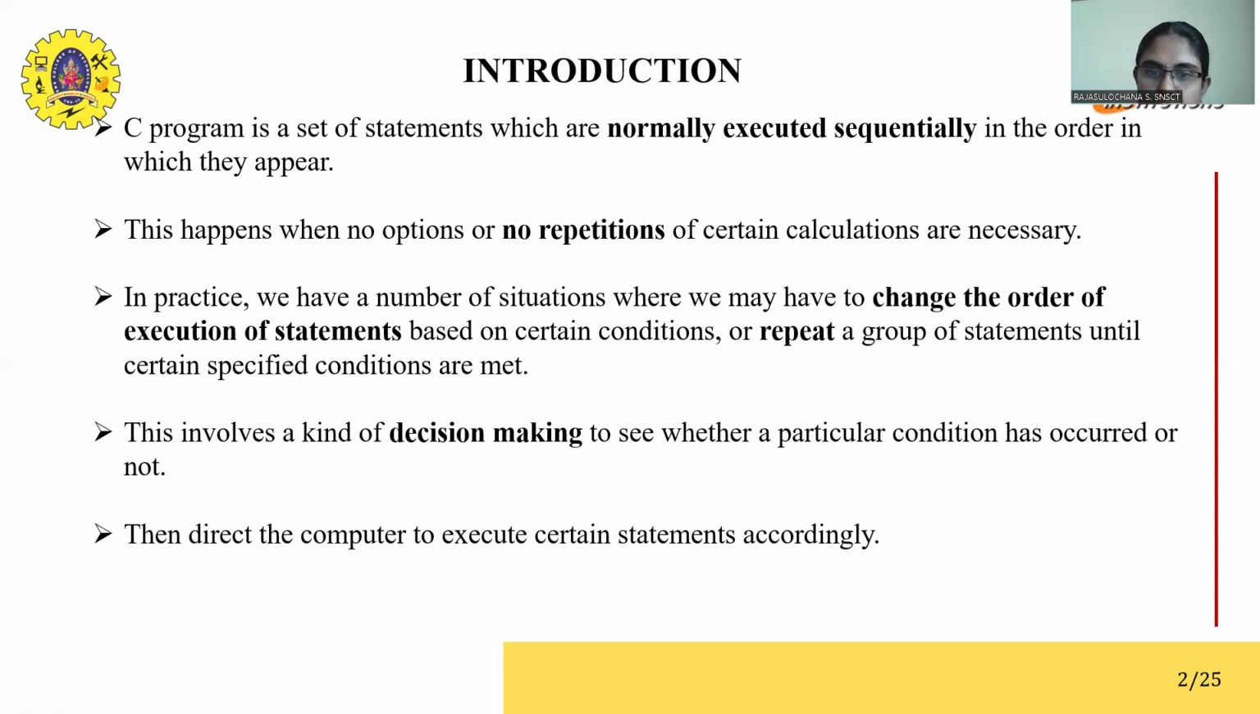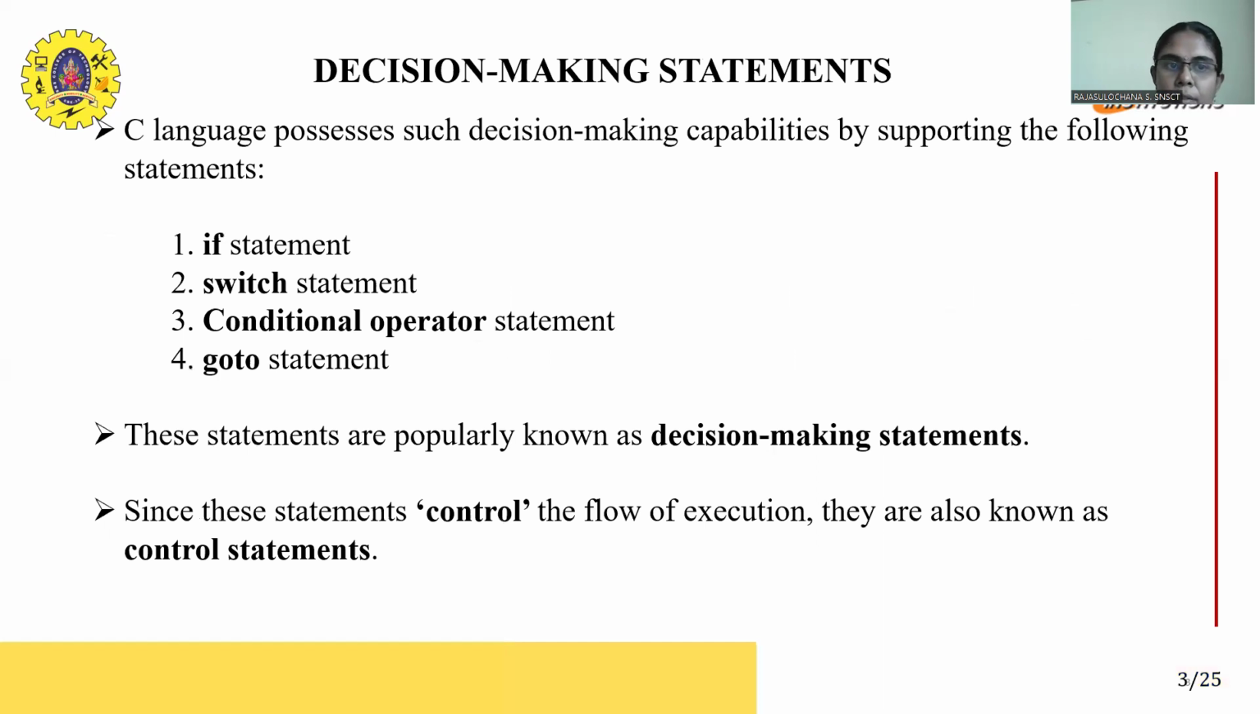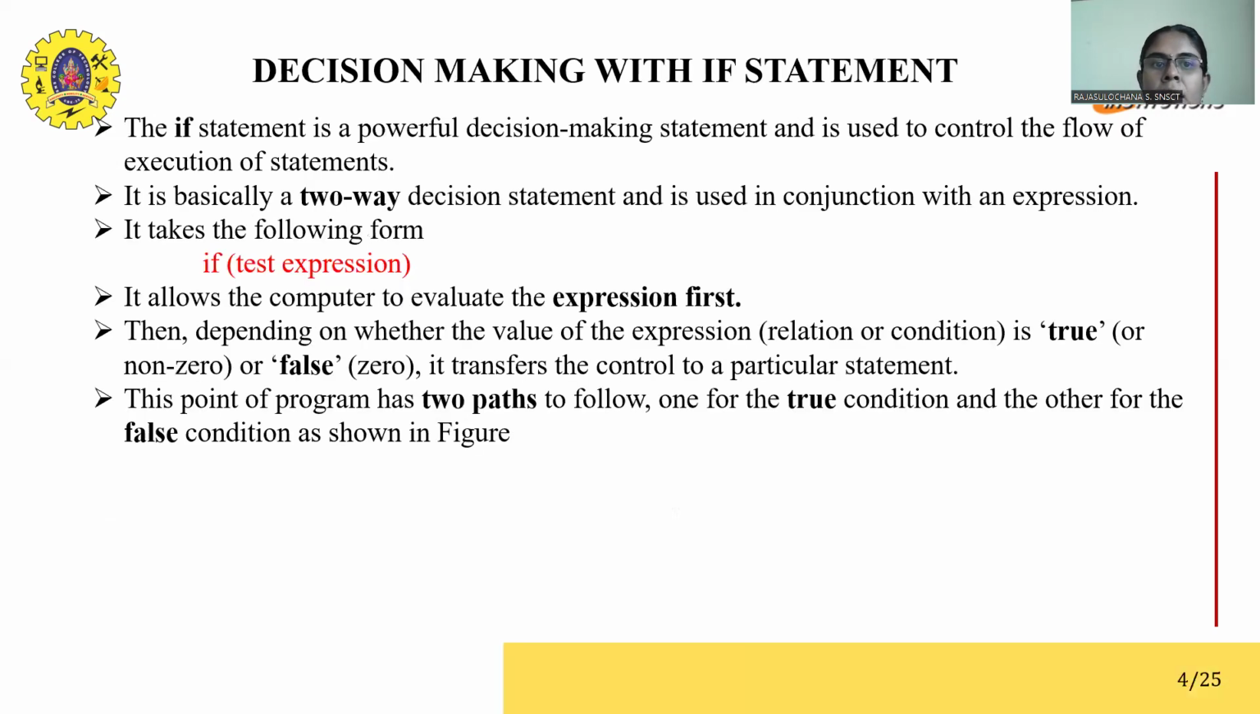In those cases, which involve decision making to see whether a particular condition has occurred or not, we go for decision-making statements. In C, we have 4 decision-making statements: the if statement, switch, the conditional operator, which we already discussed in the operator section, and the last one is the goto statement. These are generally called decision-making statements because they control the flow of execution, and hence they are also called control statements.